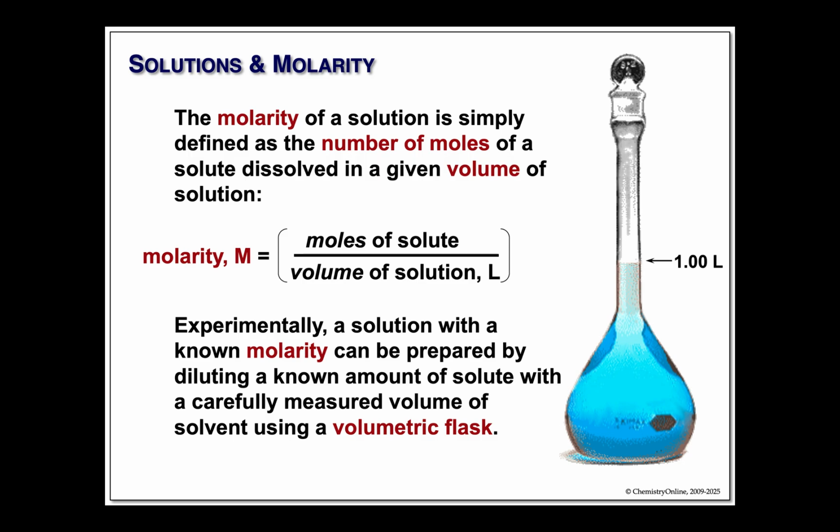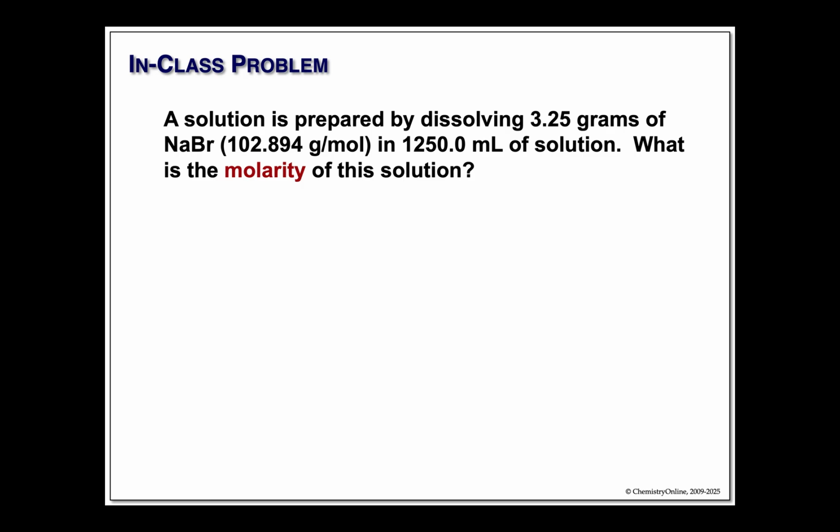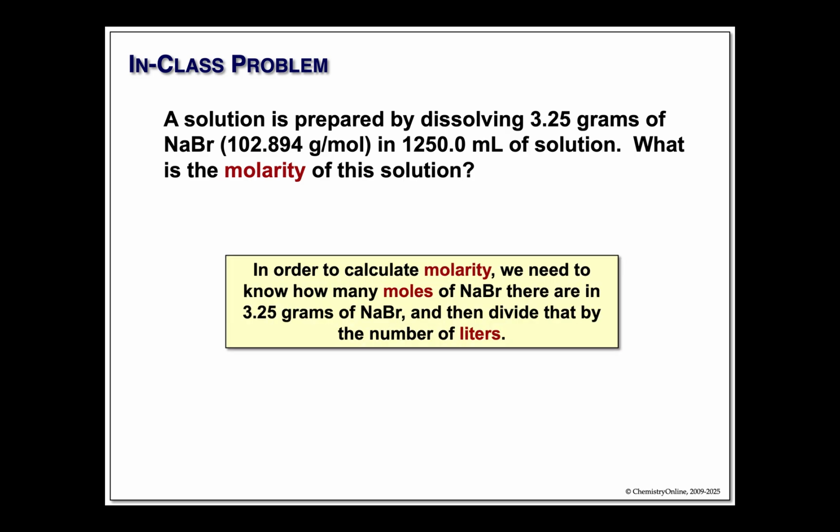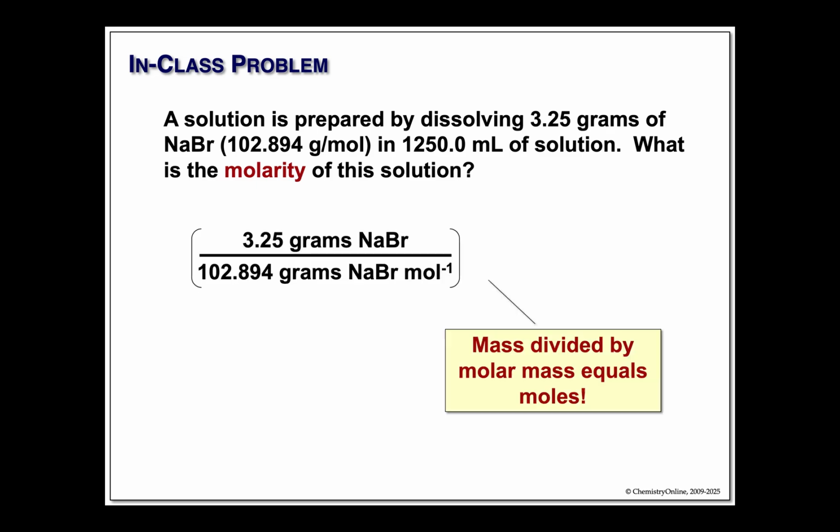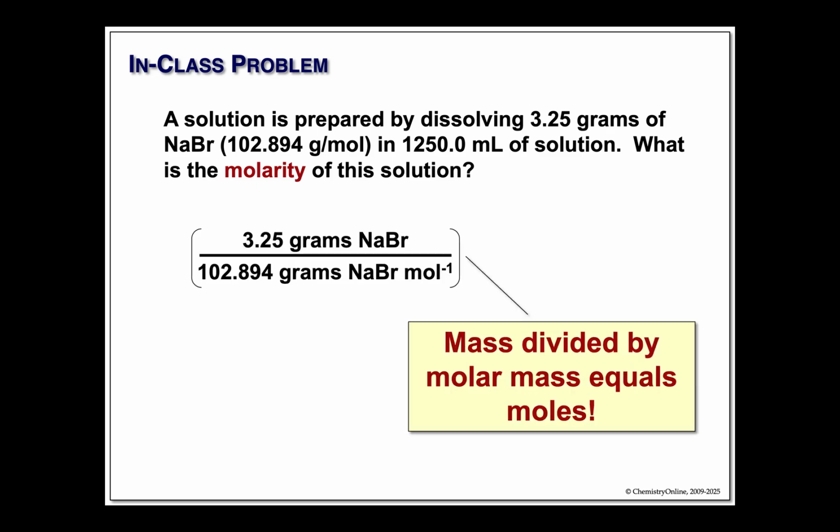Let's do a problem. We have 3.25 grams of sodium bromide in 1250 mL of solution. What is the molarity? Well, remember, to calculate molarity, we need to know the number of moles of sodium bromide, and then we just simply divide that by the number of liters. Number of moles: we're given a mass, and by George, we're also given the molar mass, aren't we? We remember, mass over molar mass is a simple way to make it moles.